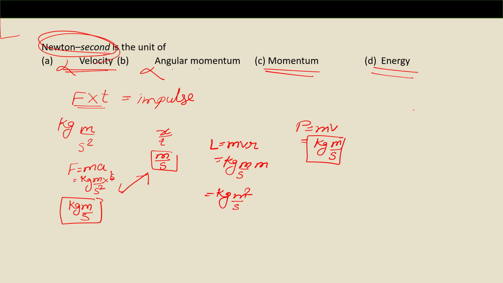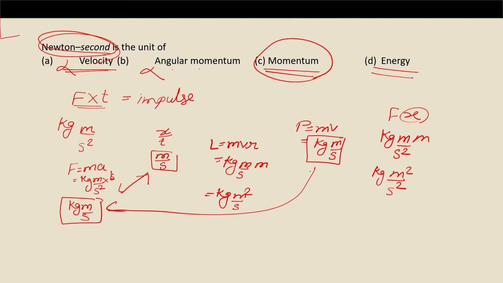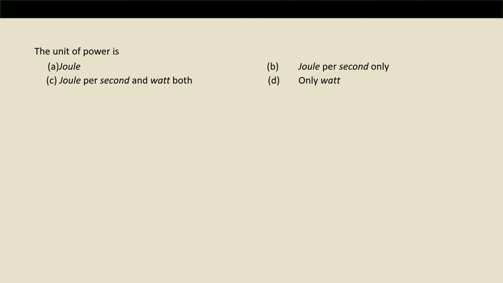Similarly, you can find out the unit of energy. Energy is simply force into displacement, and force we know is mass into acceleration. So kg meter per second square, and this is displacement, measured in meters. So this will become kg meter square per second square. So the correct answer is what? Your momentum, because इसकी dimension match हो जाएगी.